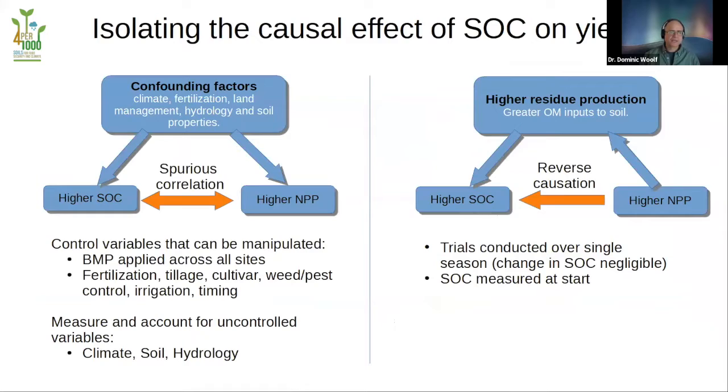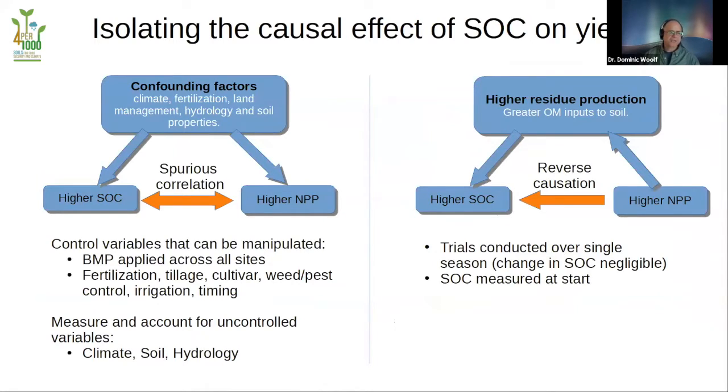One of the things that really helped us was to be able to isolate, much better than has been possible in the past, the causal effect of soil organic carbon on crop yields. Previous studies have suffered from a couple of issues in this regard, and one of them is that there are a lot of confounding factors when we try to understand the causal interaction between soil organic carbon and net primary production, NPP, or crop yields.